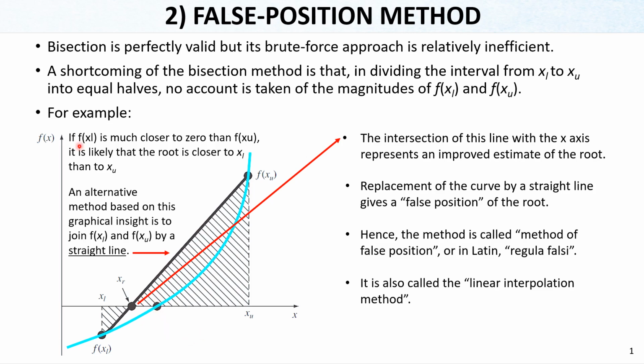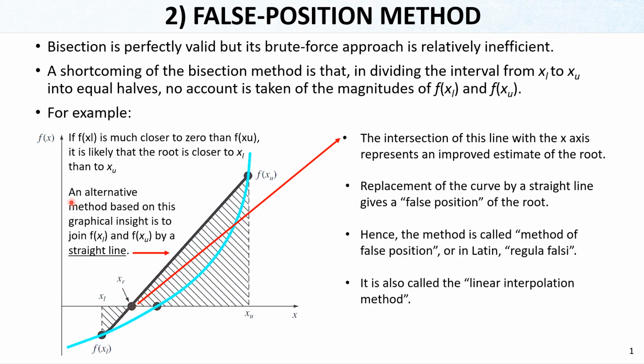If f(xl) is much closer to 0 than f(xu), what we mean is that we choose xl and xu values initially, and we check the function values as well. The function values are on the y-axis. We ask which function value is closer to 0. You can see the f(xl) value is closer to 0 compared to the f(xu) value. Then we say that the root should be closer to xl, because f(xl) is closer to 0. If we go a little bit further, we will have the root of the equation over here.